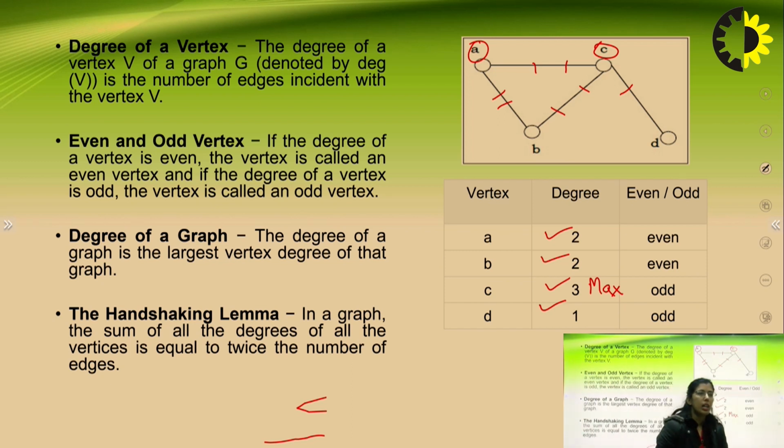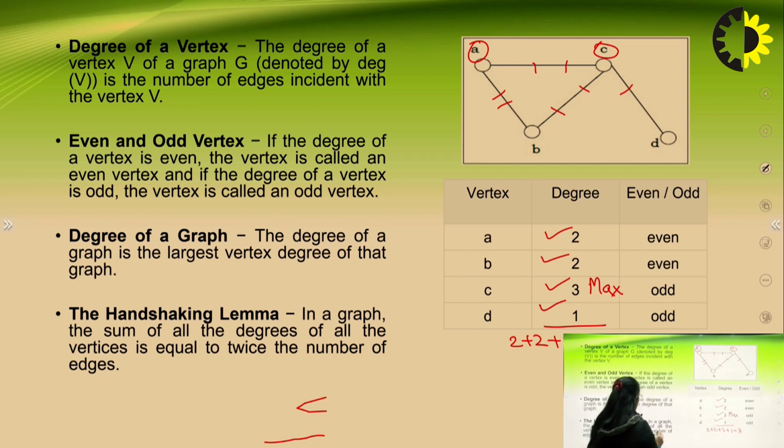Next, the handshaking lemma. In a graph, the sum of the degrees of all the vertices is equal to twice the number of edges. So let's see this graph and see whether this handshaking lemma is applicable here or not. Here if we add all these degrees, we have 2 plus 2 plus 3 plus 1, which is 8.